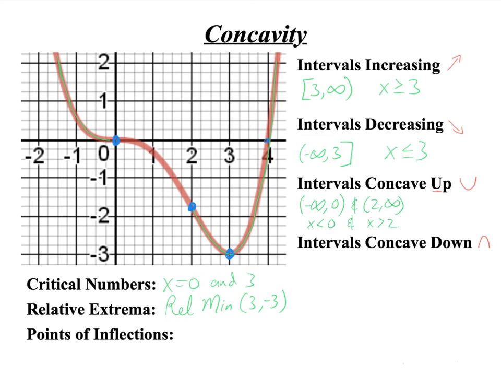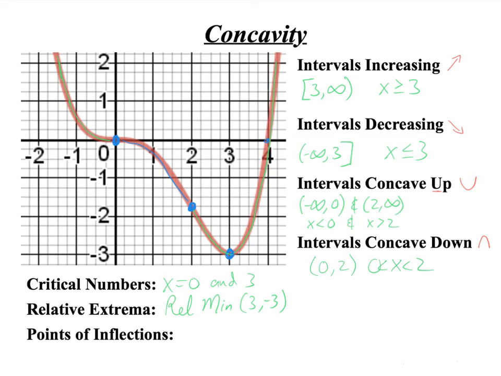Now concave down, hopefully you can see, is this piece right there. This piece, if you didn't see the blue there, is right there. It's concave down. It looks like a frown piece. And so that would be the interval from 0 to 2, or you can write that as x is between 0 and 2. Either way works. So now we have the intervals for concave up and concave down.